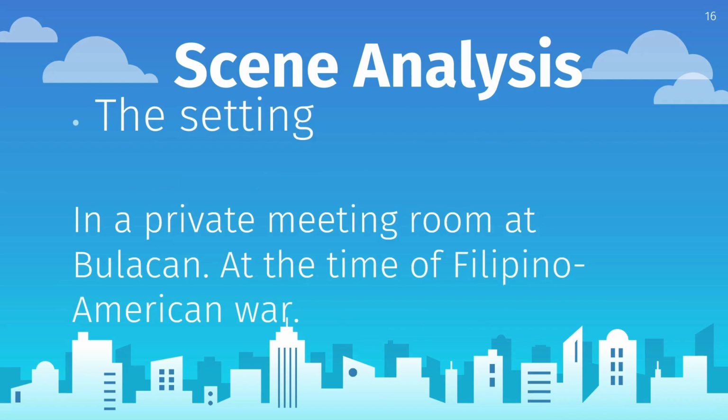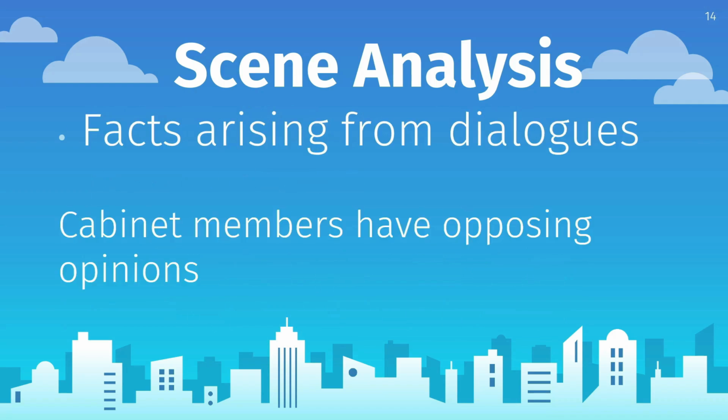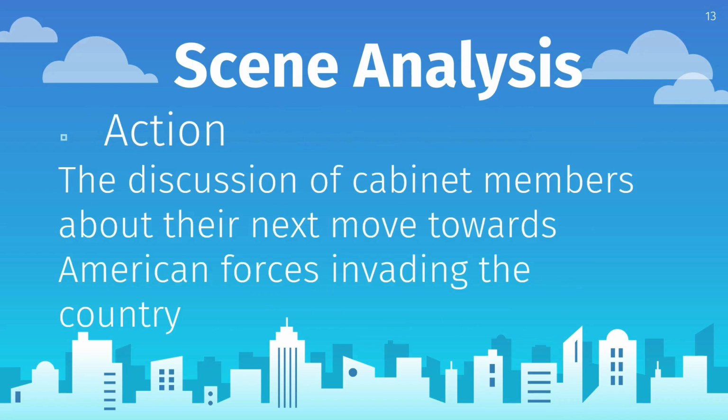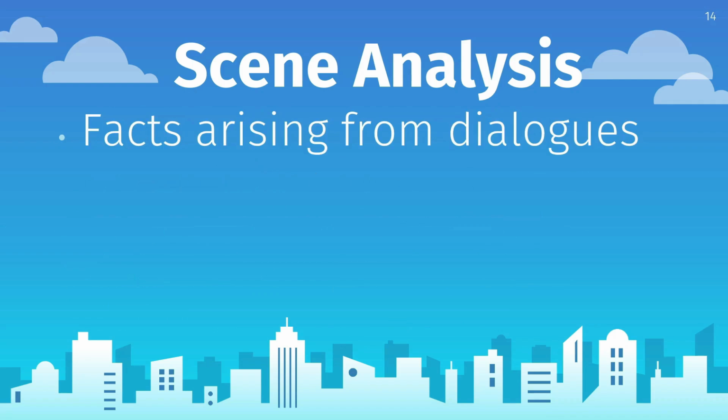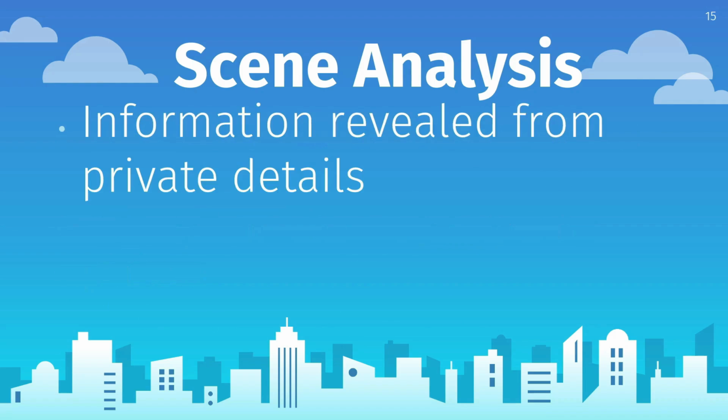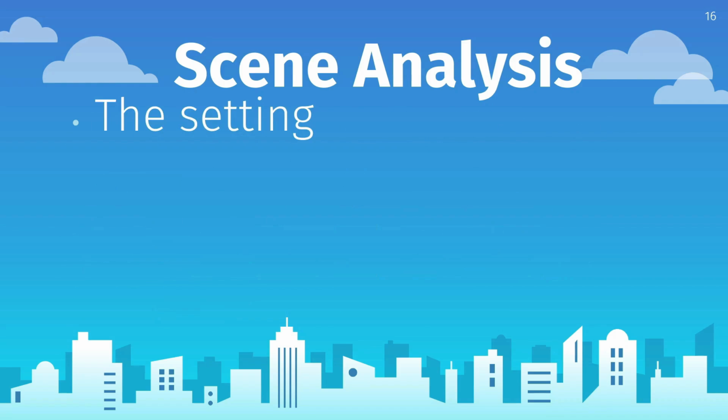Now, those are the four elements of a scene. Once again, we've got the action, what happened in the scene; the facts arising from dialogues; the information revealed from the private details, which is what you got from listening to what they are talking about; and of course, the setting where the action takes place.